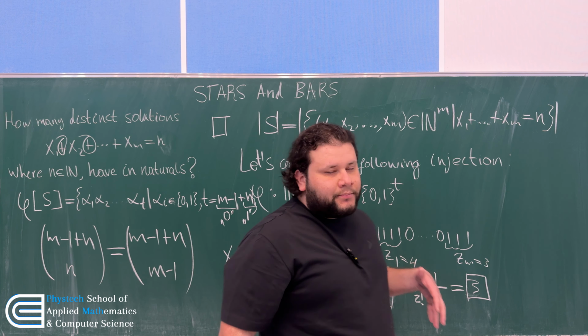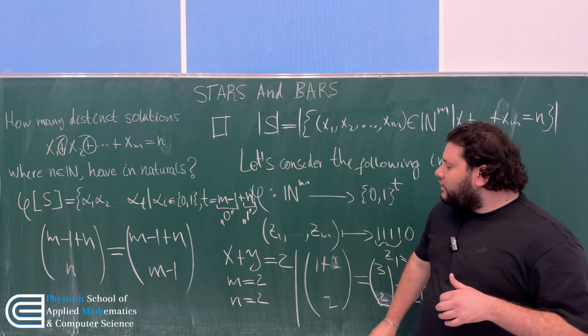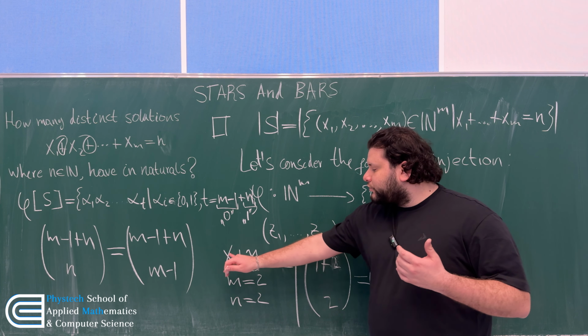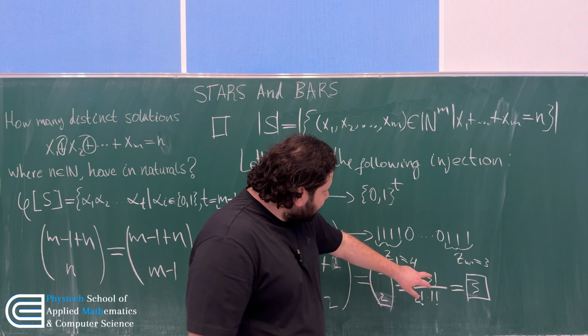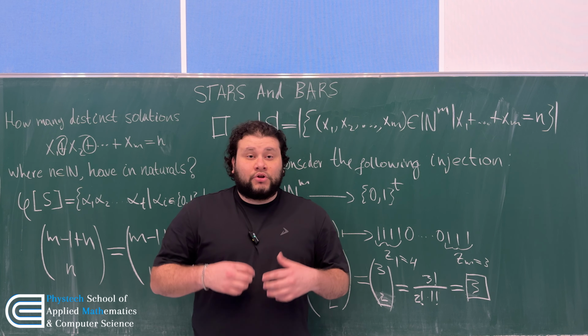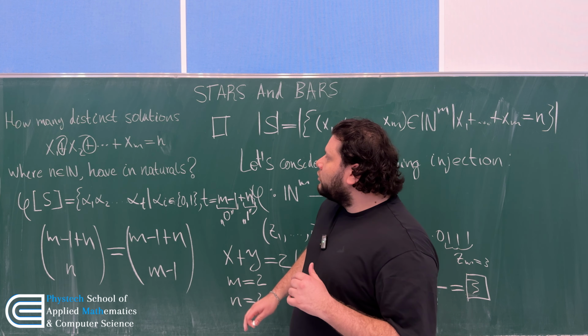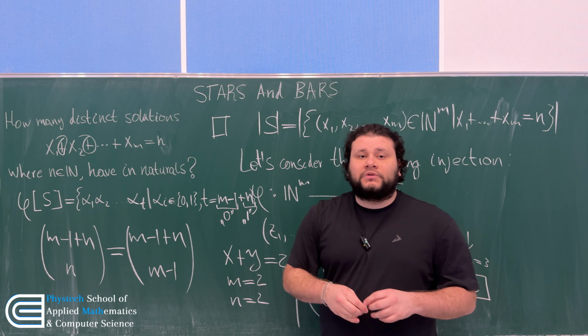And as you remember, 3 was the number of solutions that we have for this equation. We have 0 plus 2, 2 plus 0, and 1 plus 1. And as you can see here, we have 3 of them. So this is the solution. This is the way to calculate how many distinct solutions we have for this equation on the natural numbers.